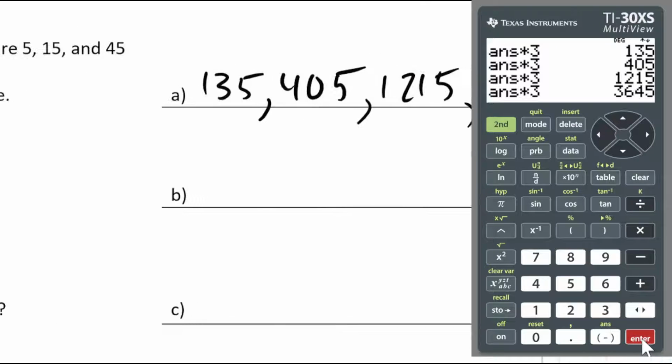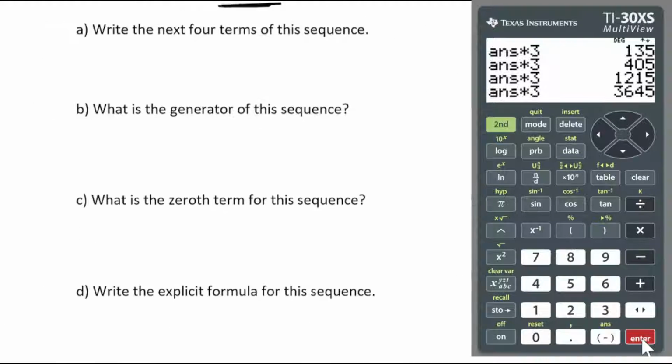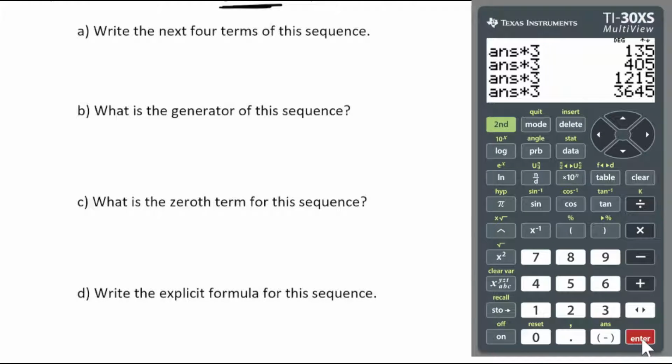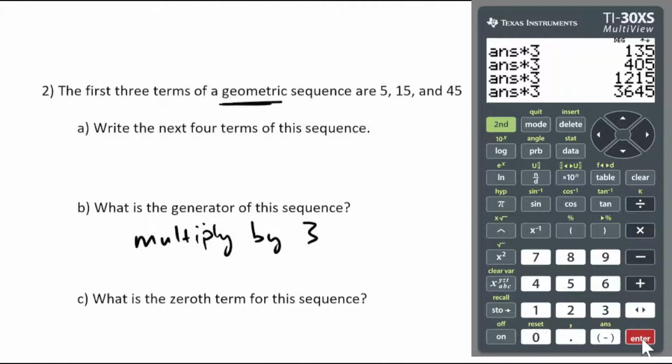The next question says, what is the generator of this sequence? Well, a generator is both an operation and a value. So for this one, it's multiply by 3. The next thing it says is, what is the 0th term of this sequence? The 0th term is the term before the first term. My first term is 5, and to move forward, I multiply by 3. So to go backwards to the term that came before, I would divide by 3 or multiply by 1/3. So the 0th term for this sequence would be 5/3.